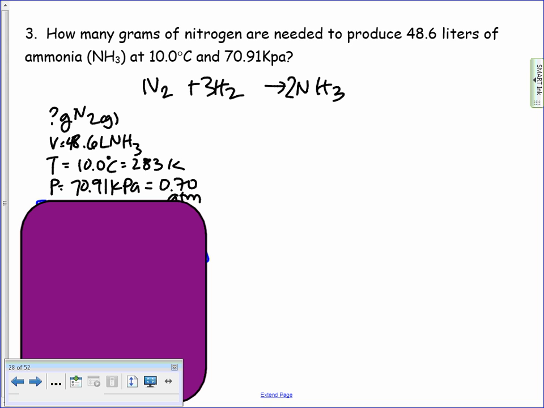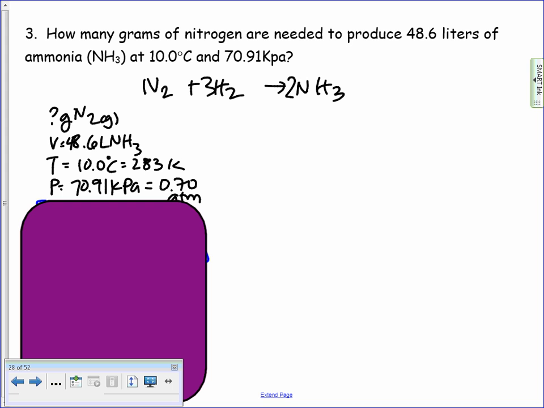Okay, so if you're given T, P, and volume, and the question is how many grams of nitrogen are needed to produce blah, blah, blah, what are we actually looking for? What's our first question? Raise your hand. Are the amount of moles? Right, so we're looking for N, for moles of a gas. Well, which gas are we given all this great information about? Ammonia.